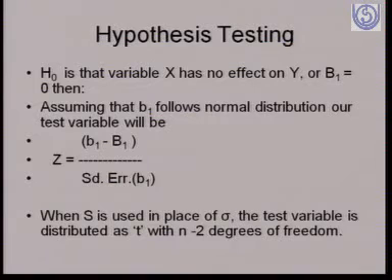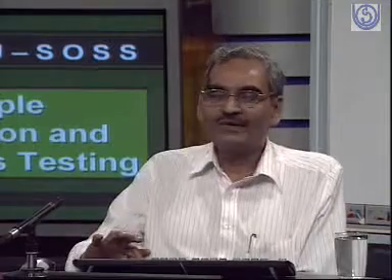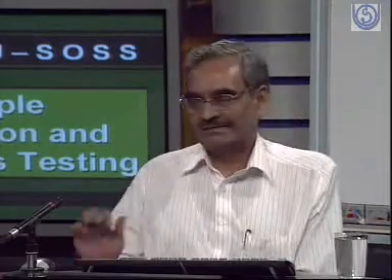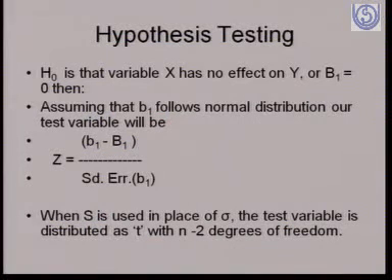If B1 follows normal distribution, our test variable will be z equals B1 minus capital B1 divided by standard error of B1. This would be distributed as a normal variable. However, when S is used in place of sigma, the test variable is distributed as t with n minus 2 degrees of freedom. Now, how do we make use of that t variable?